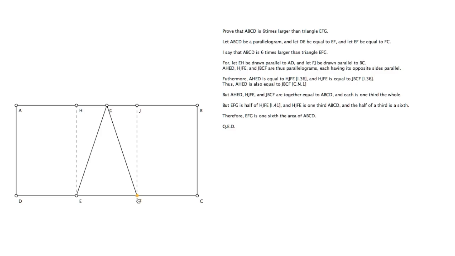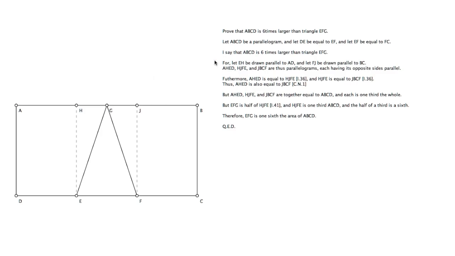So we begin from the knowledge that ABCD is a parallelogram, so the whole thing here is a parallelogram, and that DE is equal to EF, and that EF is equal to FC. And then the claim is that with this information, we should be able to say that ABCD, that's the whole parallelogram, is 6 times larger than the triangle EGF. That's what we're trying to prove. So how do we go about doing that?